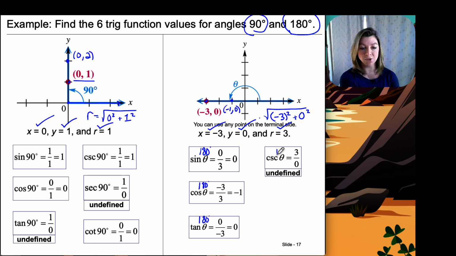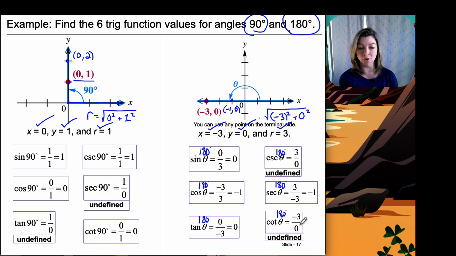Cosecant of 180 degrees is 3 divided by 0, so undefined. Secant of 180 degrees, 3 divided by -3, so -1. And cotangent of 180 degrees is -3 over 0, which is undefined.